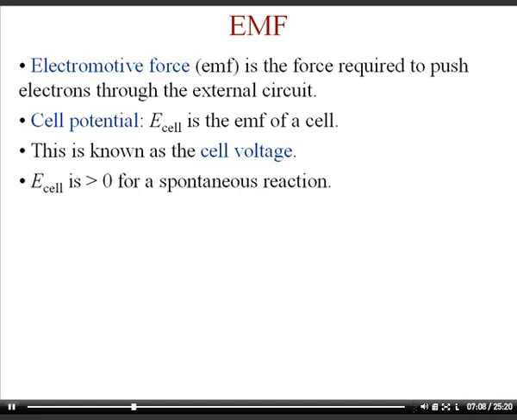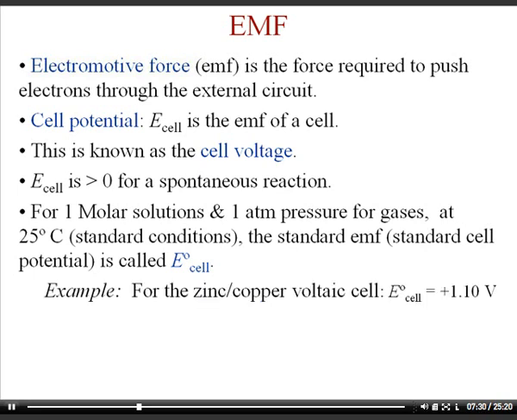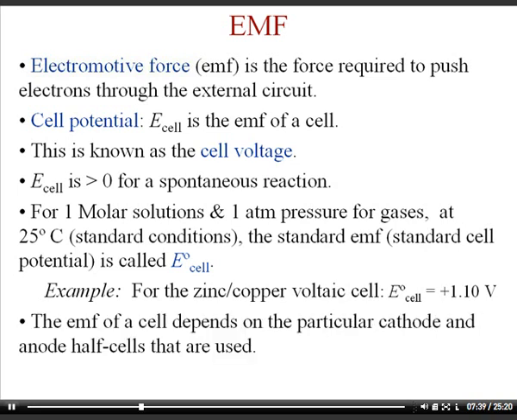Now, if a spontaneous reaction is occurring, then E is going to be a positive number, and if it's not spontaneous, it's going to be a negative number. Now, if you have the substances in the cathode and anode compartments under standard conditions, which is 1 molar, 1 atmosphere of pressure if it's a gas, 25 degrees Celsius, you can call it E naught of the cell. That's the standard cell potential. Now, for the zinc copper battery, it's a standard cell potential of 1.1 volts.